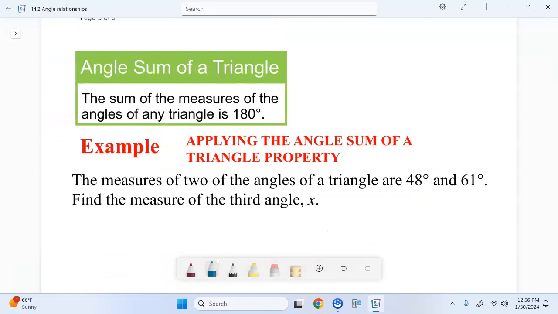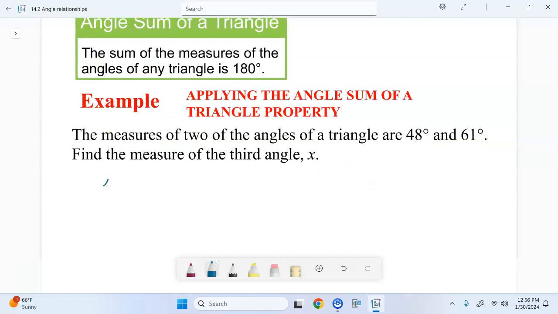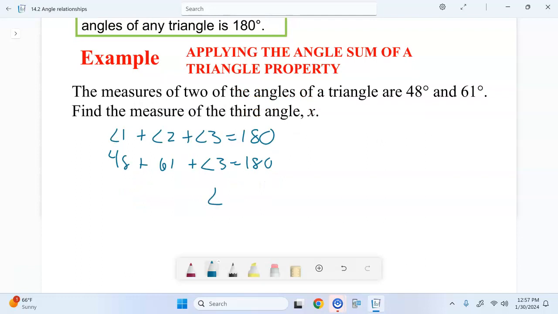So now we're going to move into some triangle stuff. Pretty straightforward. The sum of the measures of all the angles in a triangle is always 180. So angle 1 plus angle 2 plus angle 3 has to equal 180. So if I'm given two angles, what can I do with those to find the third? 48 plus 61 plus the measure of angle 3. So, what's the measure of angle 3?